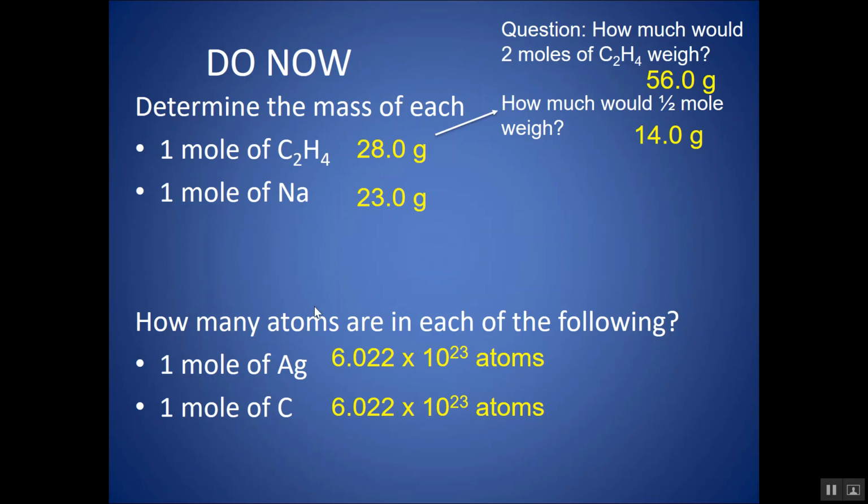mass in grams. And a mole contains 6.022 times 10 to the 23rd atoms, or molecules or whatever that substance might be. If it's a molecule, if it's a formula like C2H4, then we say molecules. If it's just a single atom, we say atom.